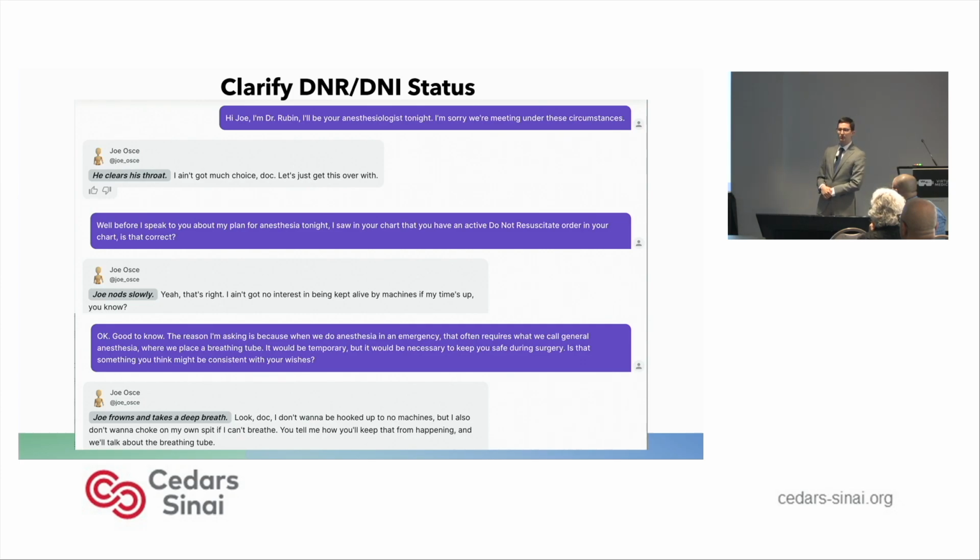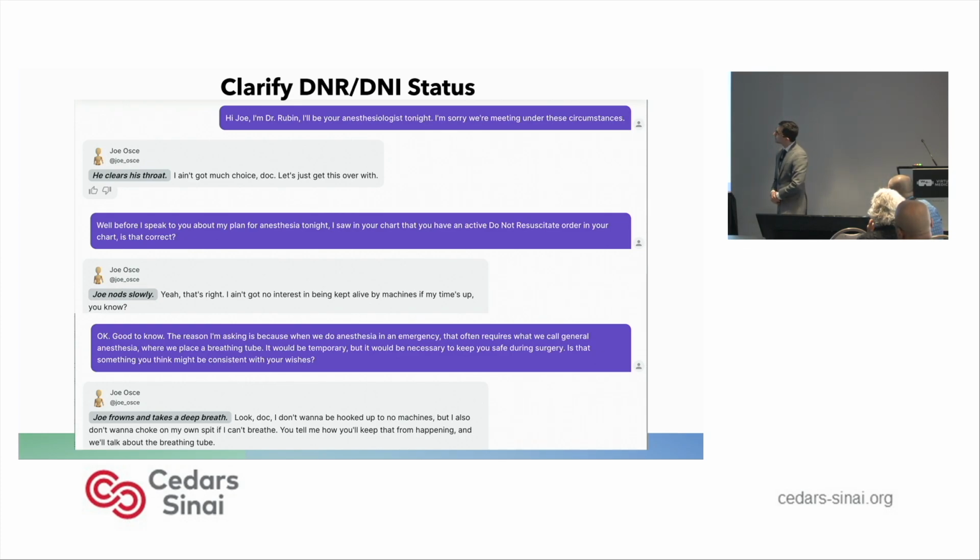Joe is a 63-year-old firefighter from Staten Island. He has metastatic lung cancer and has an active DNR/DNI. But he has a small bowel obstruction, and he needs an exploratory laparotomy in the middle of the night to fix it. So that's a reversible condition, but Joe will need to be intubated for the procedure.